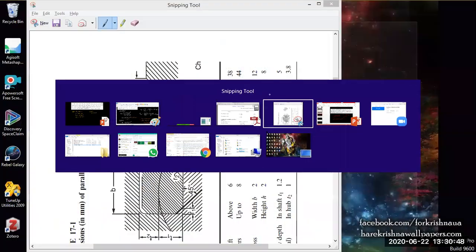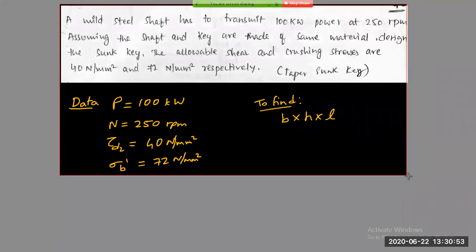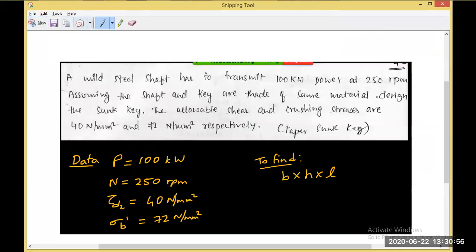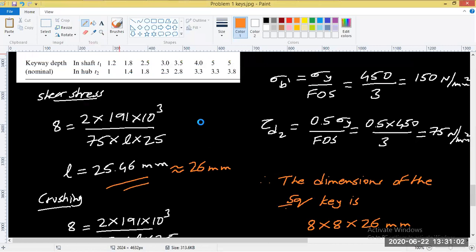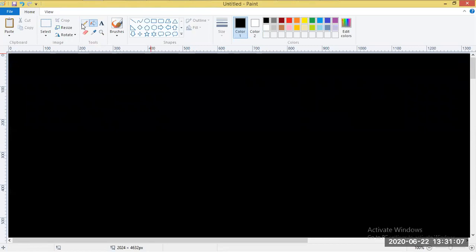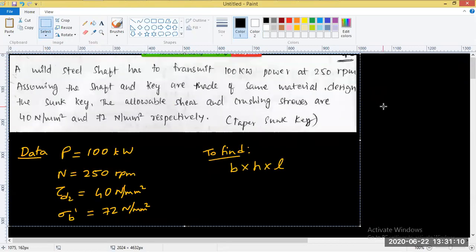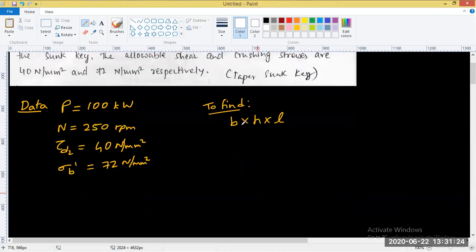Let me copy this. So that's our problem. We are required to find all three dimensions. And we can come to know B and H only when we have the diameter. Right? So let's start off with the solution for this.